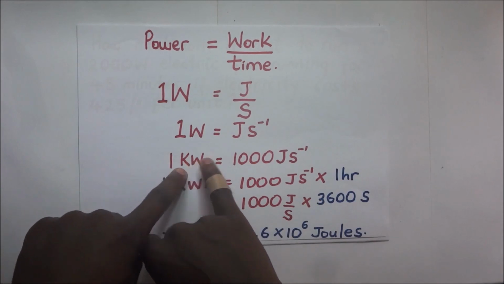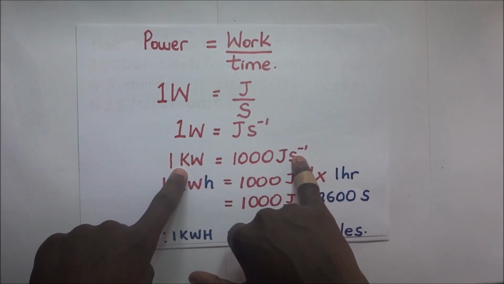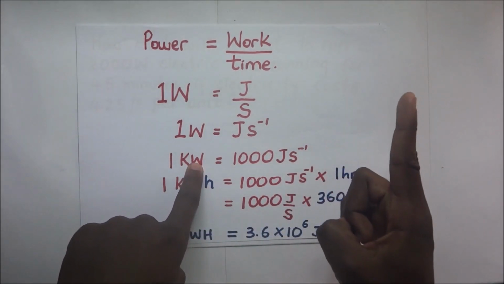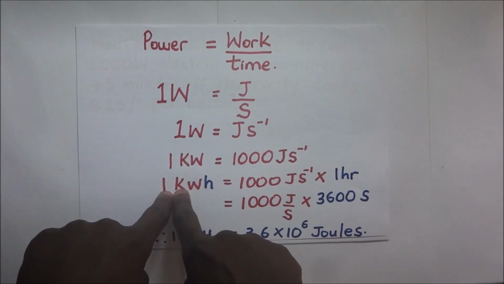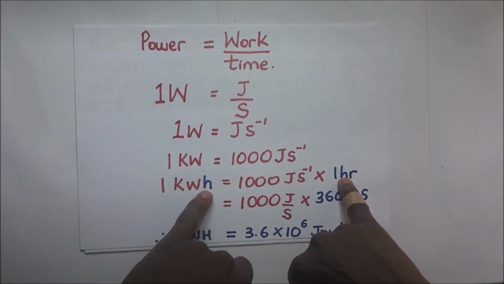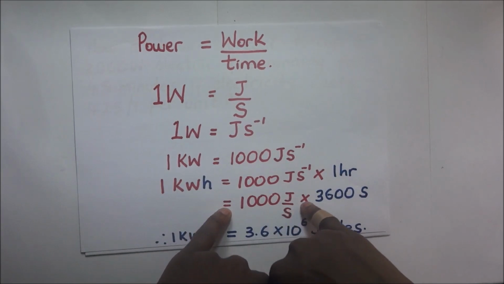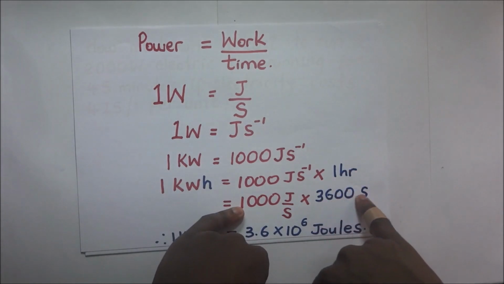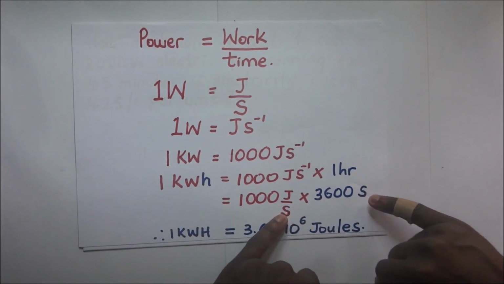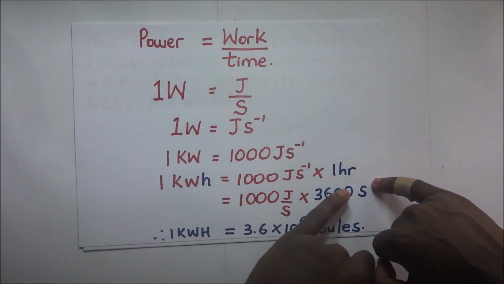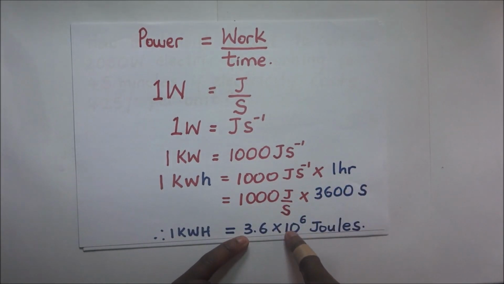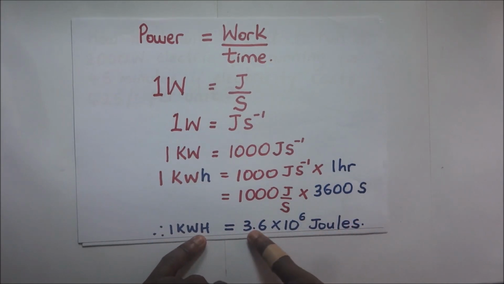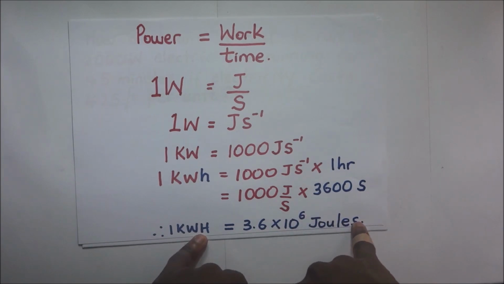So 1 kilowatt is 1,000 joules per second. Then 1 kilowatt, if we multiply that by 1 hour, it becomes 1 kilowatt hour. Multiplying 1,000 joules per second by the hours, in 1 hour there are 3,600 seconds. When we cancel the seconds, we remain with 1,000 times 3,600, giving us 3.6 times 10 to the power 6 joules. So in 1 kilowatt hour, there are 3.6 times 10 to the power 6 joules of energy.